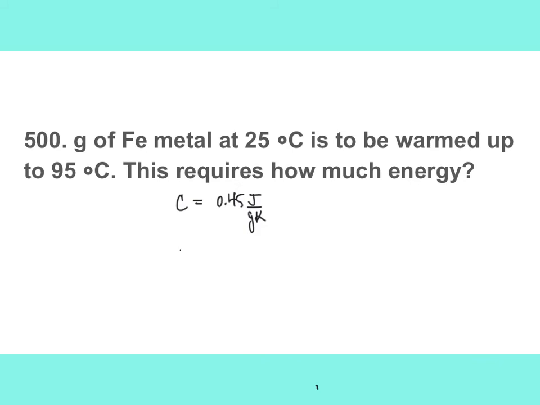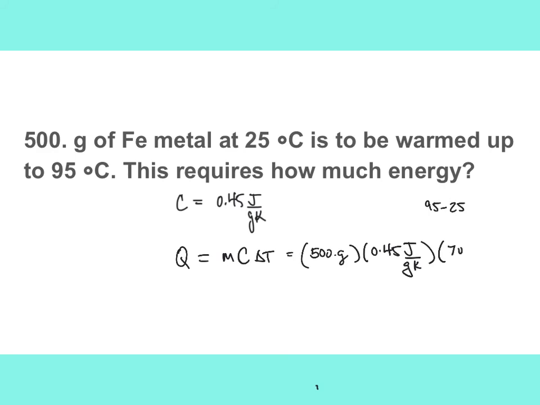Okay, let's give this a try. The equation is Q equals MC delta T. The mass of the iron is 500 grams. The heat capacity of iron is 0.45 joules per gram Kelvin, and the delta T is 95 minus 25, which is 70 Kelvin.